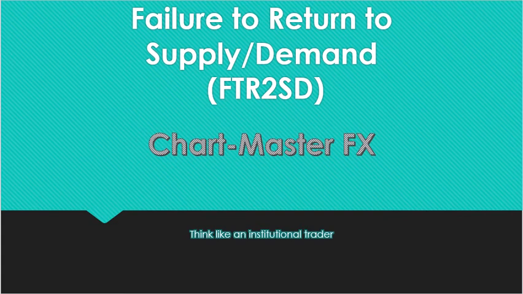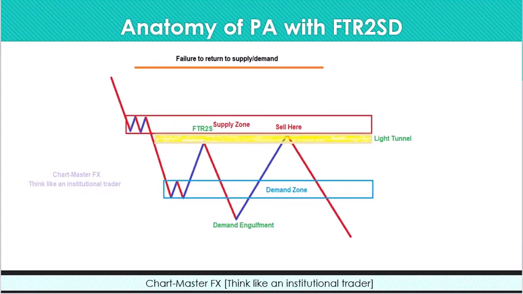Let's go straight to the anatomy of the FTR2SD. So this is the anatomy of the FTR2SD. So guys, you can see that here we had a drop in price. So this is what we call the supply zone. So once you have a base drop, you can mark your supply zone. Once you mark your supply zone, we can see that the price went here and created a cap.